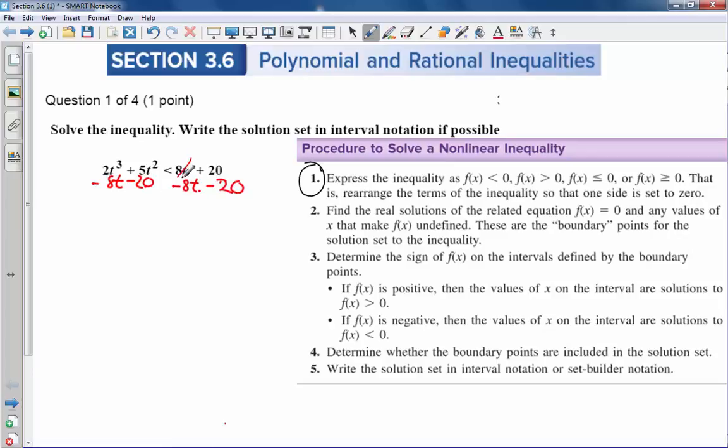Okay, I subtract these and we have a nice, perfect zero on the right side. How about the left side? Are there any like terms here? T cubed, squared, t and 20? No? They all line up next to each other. We have 4 terms on the left and nothing but 0 on the right. Step 1 over. We just got 0 on the right.